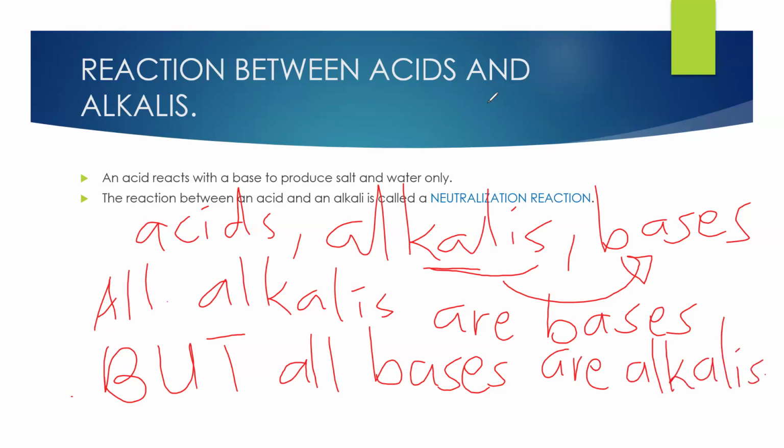So what do I mean by this? Remember we said alkalis are substances which when dissolved in water produce hydroxide ions as the only negatively charged what? Ions. But when it comes to the base, a base is a metal hydroxide or oxide which reacts with an acid to give you salt and water only. As we go about the reactions, we'll see some of those few things and we will be able to relate to what I'm talking about.